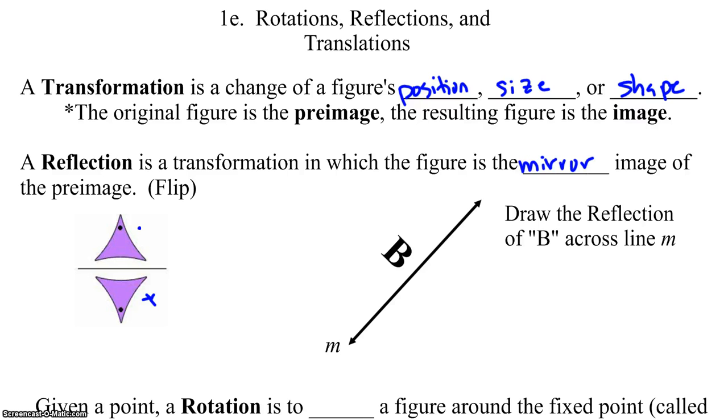This next one, I want you to try and figure out if you can draw the image. So the B here is what I want you to replicate, but I want you to flip it, or reflect it over this line M, and then see if you can draw out where that should end up. Okay, so I want you to try doing that.